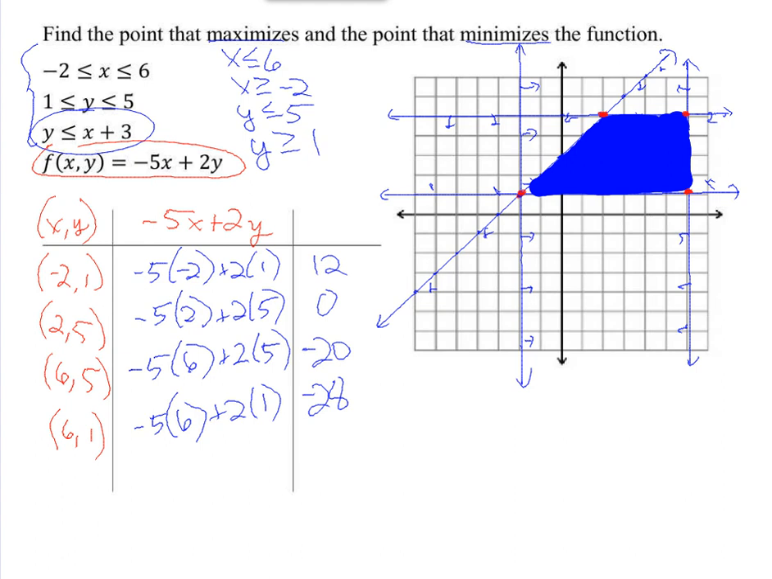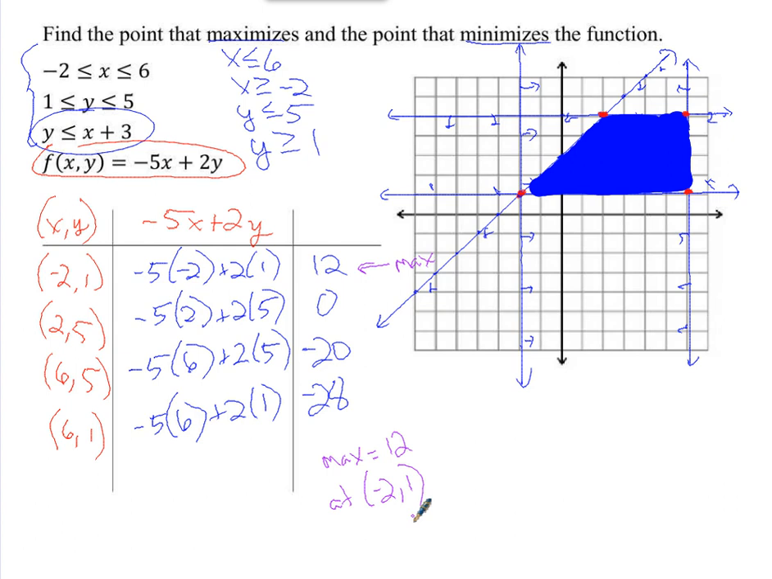The maximum value is 12. The ordered pair that gives us that maximum is -2, 1. So max equals 12, and that happens at -2, 1. That's the answer I would prefer to see. In the back of the book, it's just going to say -2, 1. But I'd like you to put it together so that you understand that the maximum value is 12, but the ordered pair that gives you that value is -2, 1.